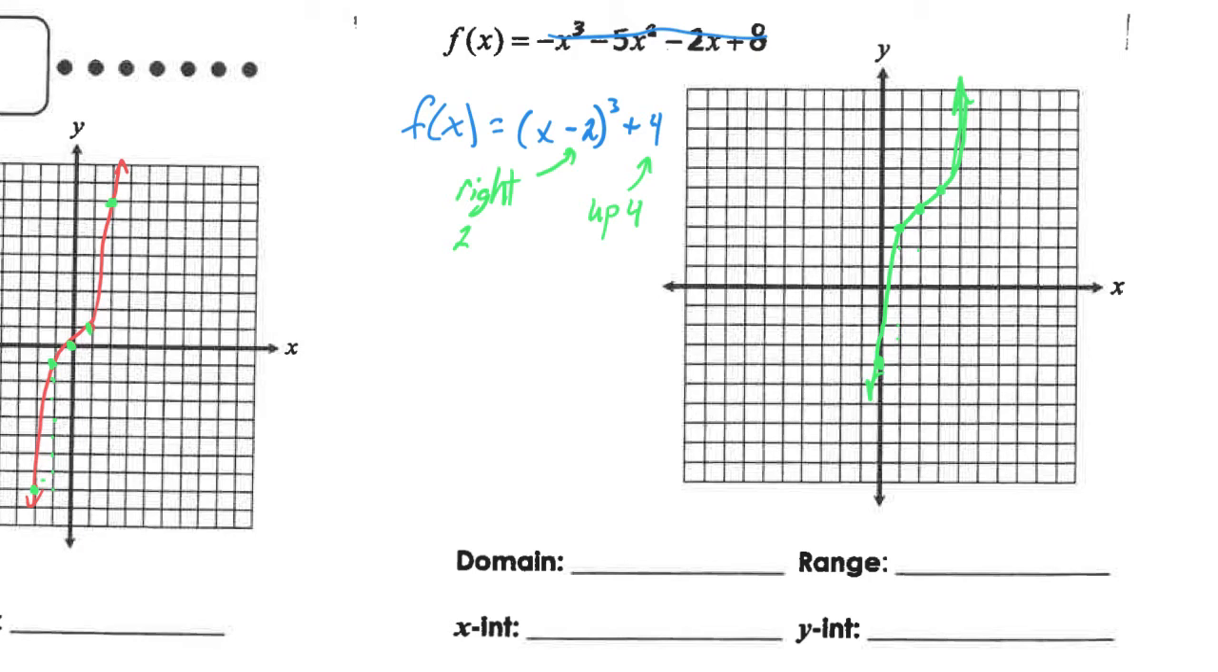The domain, the x goes forever to the left and forever to the right. So the domain's all real numbers. The range, same thing, goes forever down, forever up, all real numbers.